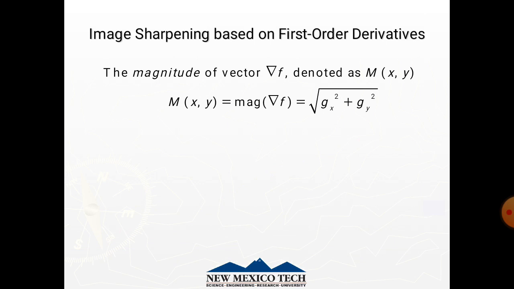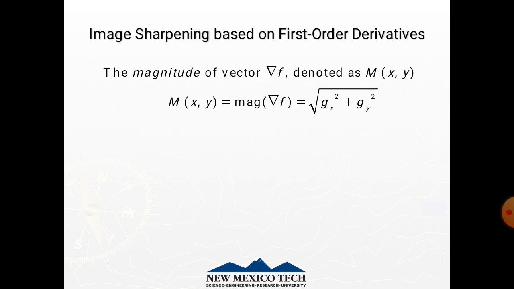Note that M(x,y) is an image of the same size as the original, created when x and y are allowed to vary over all pixel locations in f. It is common practice to refer to this image as the gradient image. Because the components of the gradient vector are derivatives, they are linear operators. However, the magnitude of this vector is not, because of the squaring and square root operations.